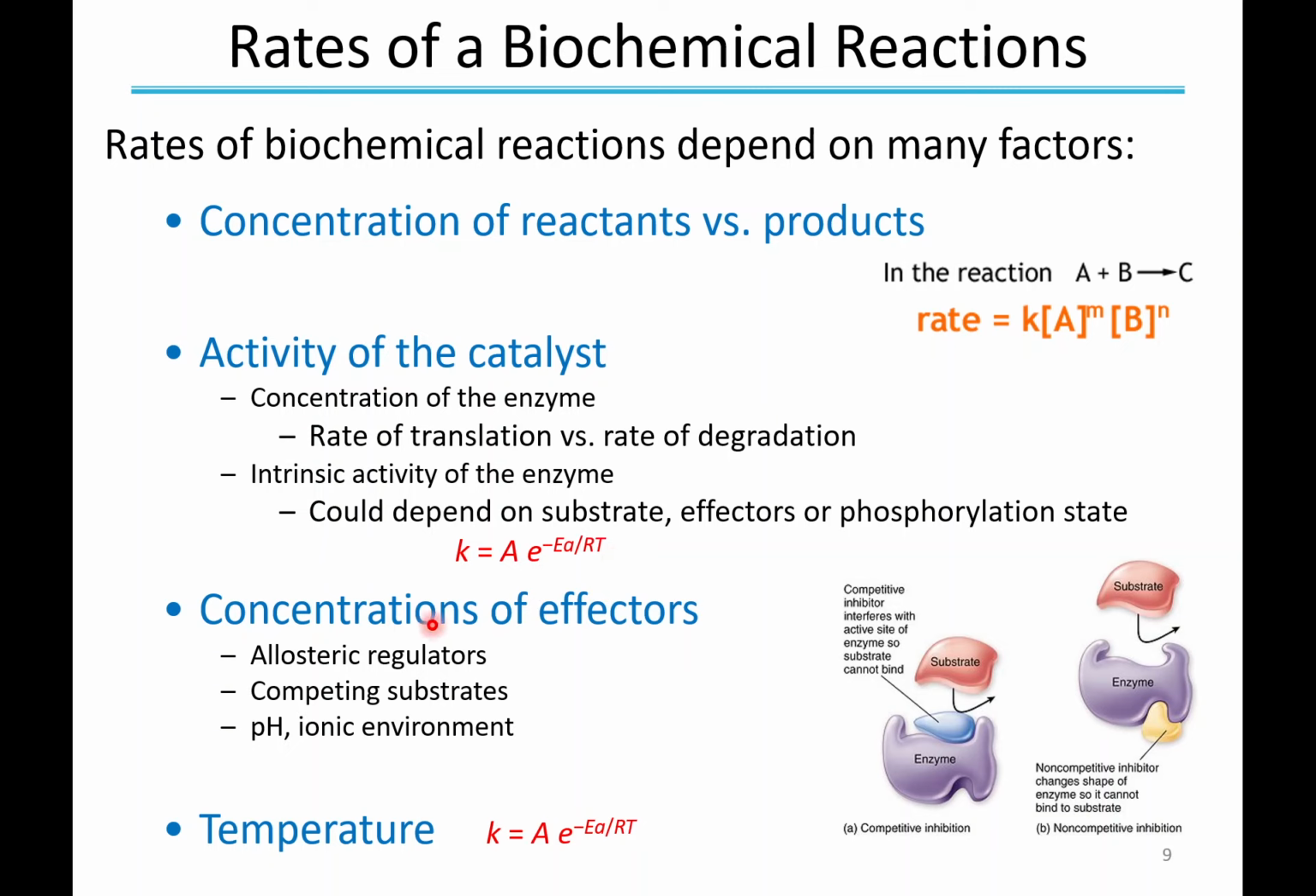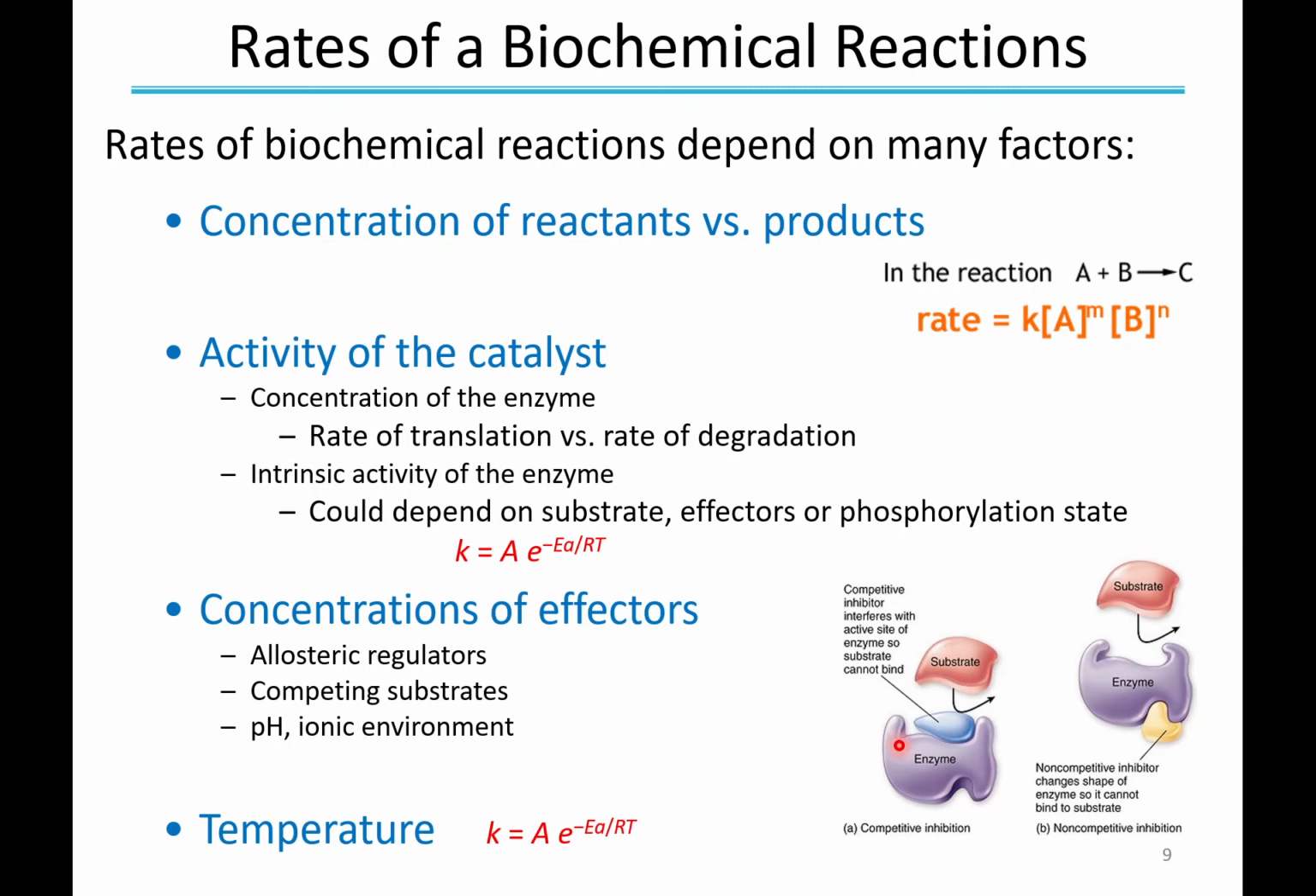You can regulate that activity based on the concentration of effectors that are around. So what kind of effectors are there? Well, you can have allosteric regulators, you can have competing substrates, or you can actually have a change in something like the pH or the ionic environment that an enzyme's in. Okay. Let's focus on the first two of these.